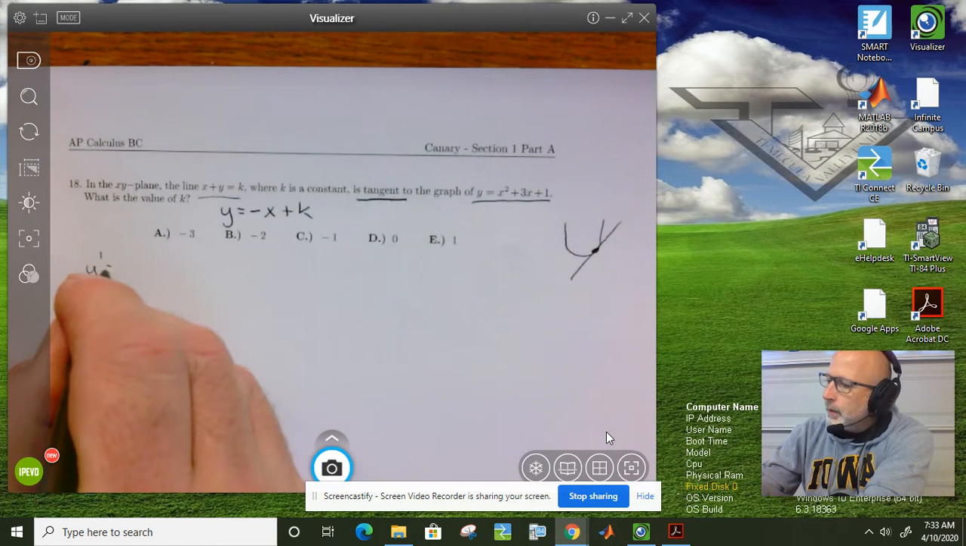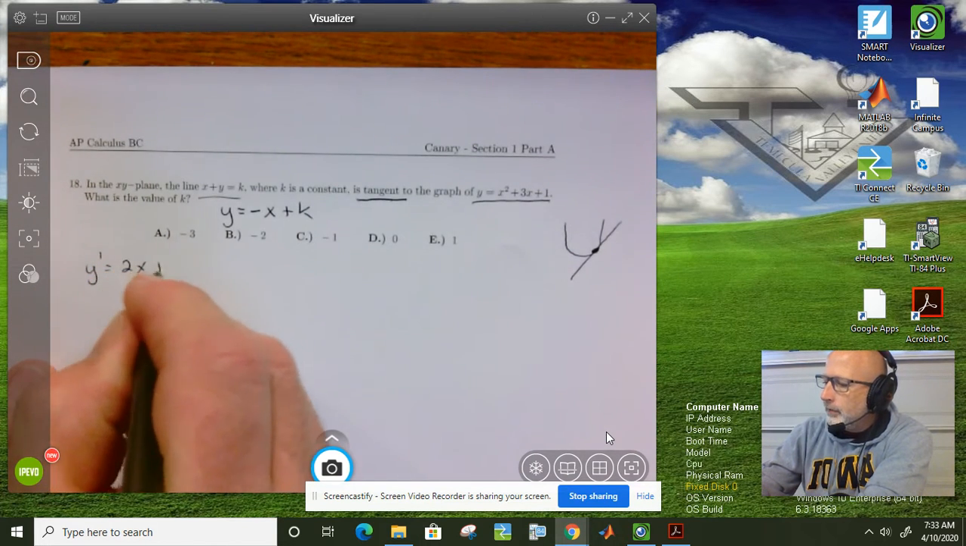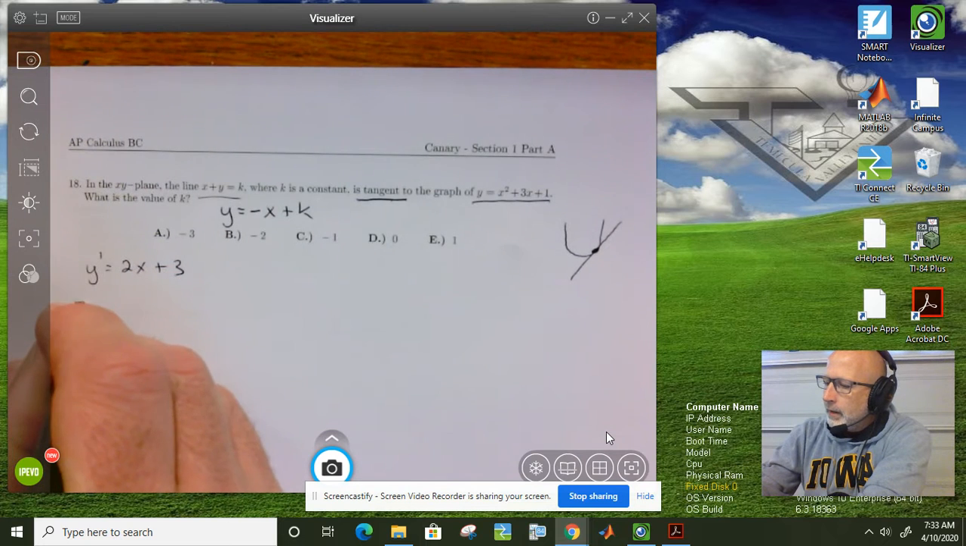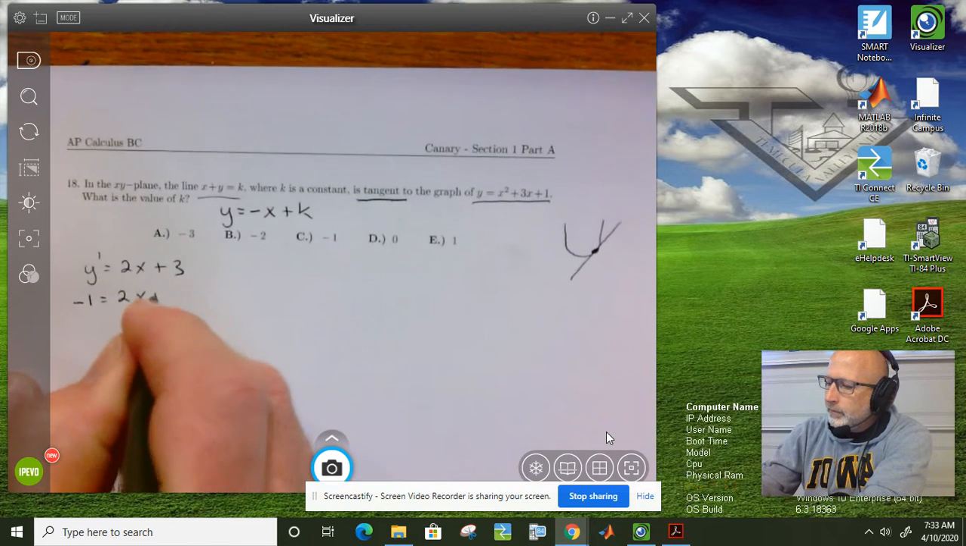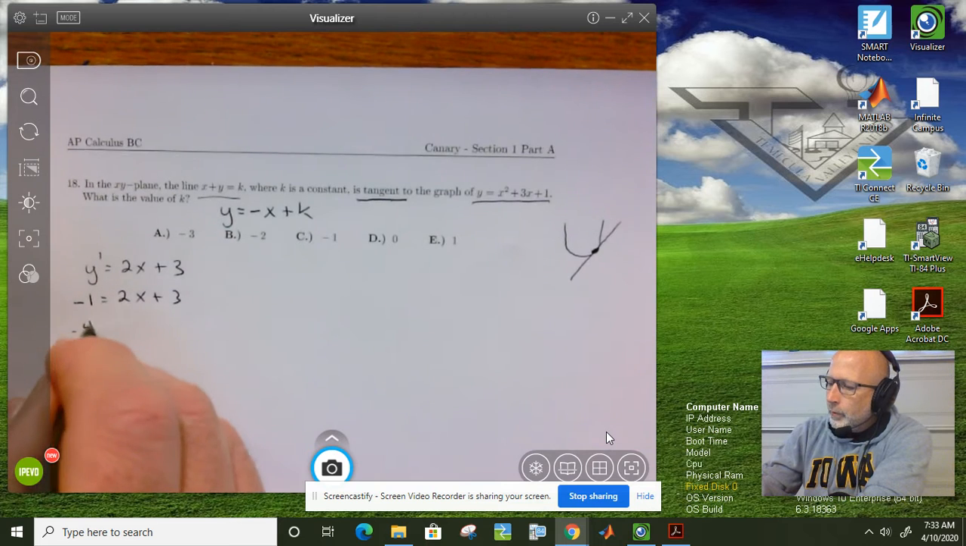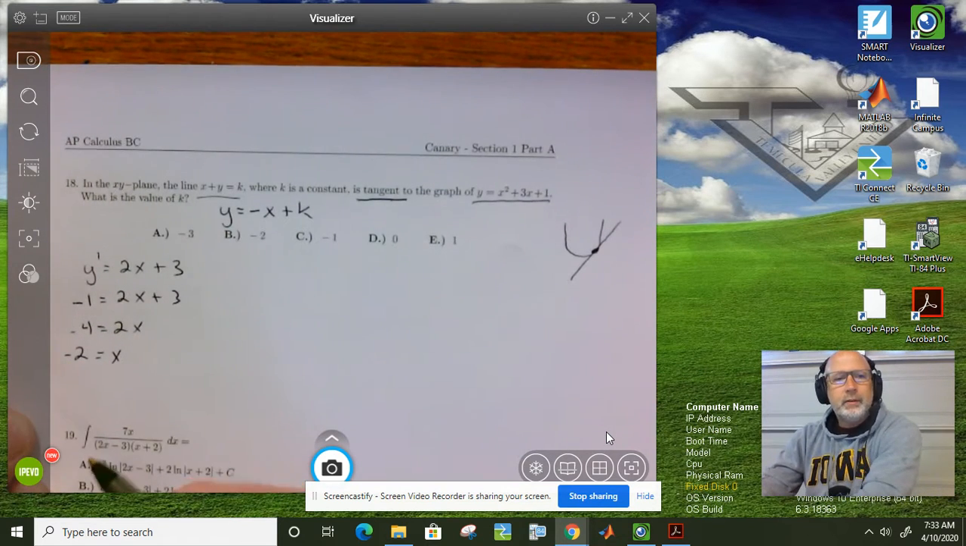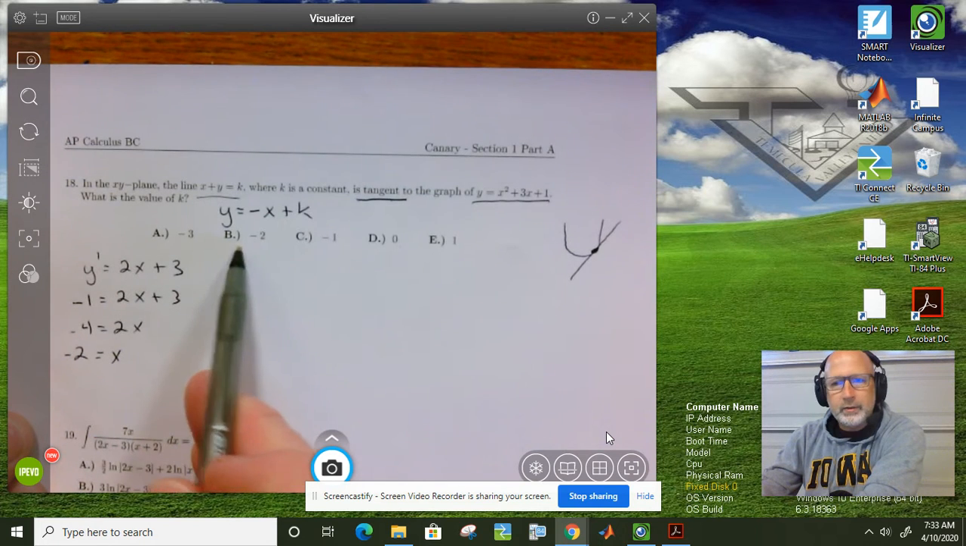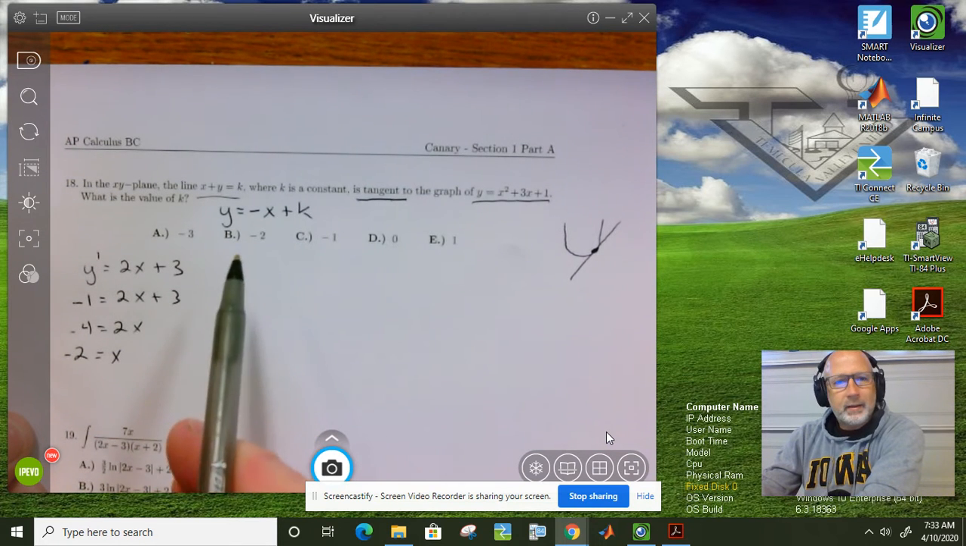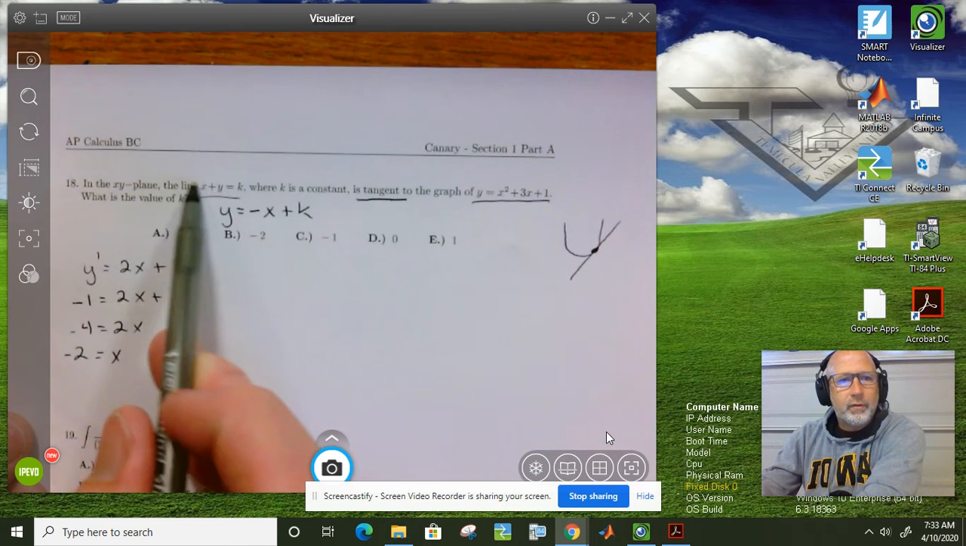So y prime is equal to 2x plus 3. I have -1 is equal to 2x plus 3. I have -4 is equal to 2x. I have x is equal to -2. It's really easy to jump off the cliff here and say, oh, x equals -2, it's right here. That's not the case. What am I looking for? I'm looking for k.